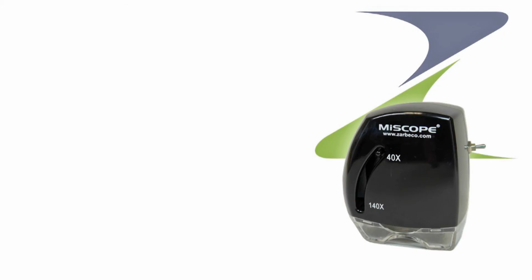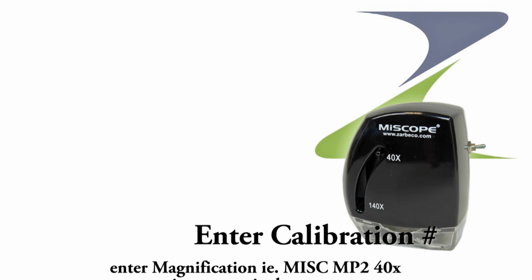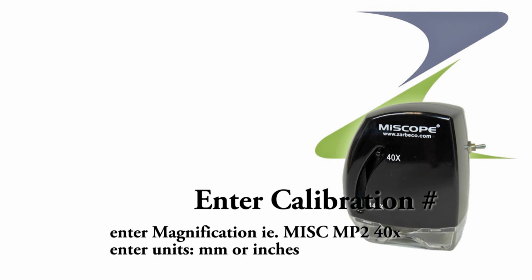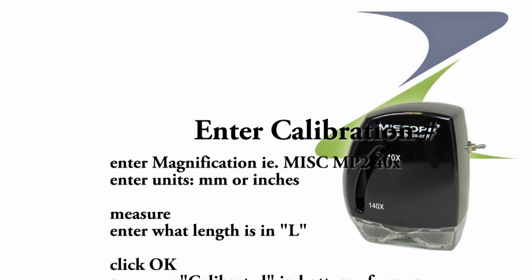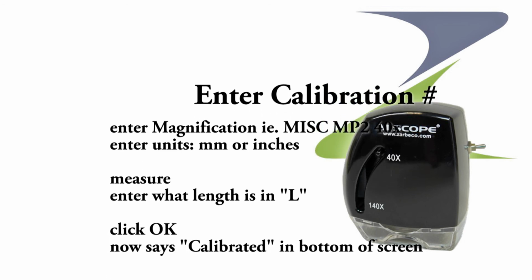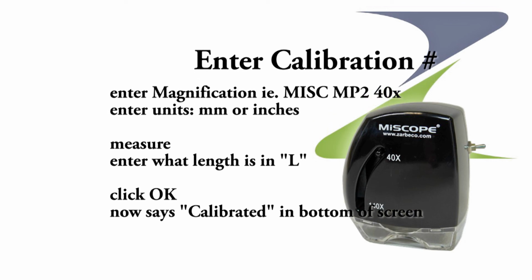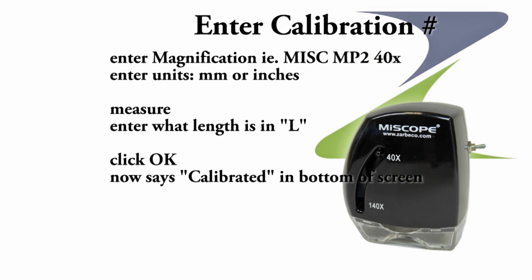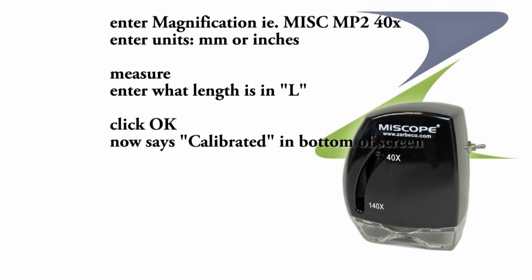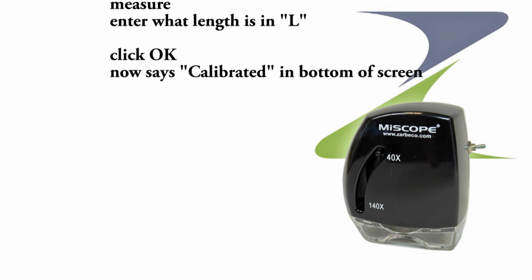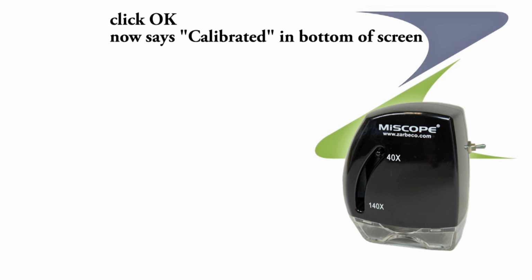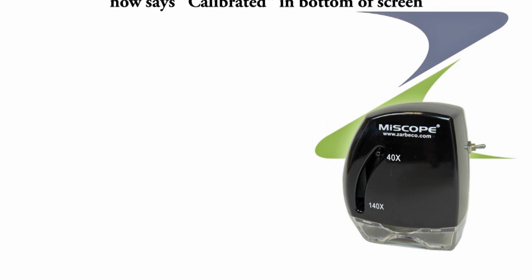So here's a summary of the steps that you'll need in order to do the calibration. Again, we're going to enter a calibration number. We're going to enter some text to identify the calibration. So, for instance, the magnification of the MiScope is 40x. We're going to put in our units, either millimeters or inches. We'll enter what the known distance is when we measure across a ruler, and then press the calibrate button on the bottom of the screen, and the window will close, and we will now have a calibrated measurement.